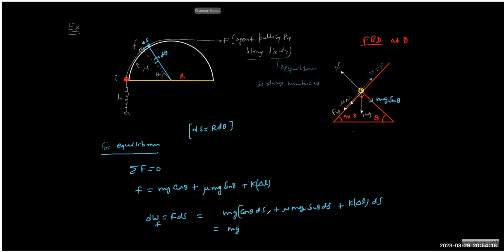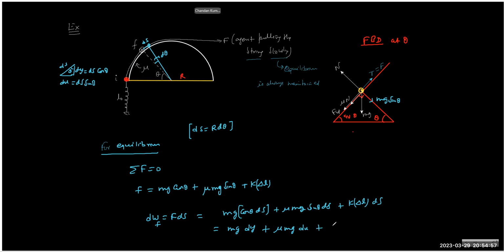The ds cos theta we called dy, which means vertical displacement. Then mu mg ds sin theta, and ds is like this. So this time this is theta. So ds cos theta is dy and ds sin theta is dx, correct? Well, it's fine.